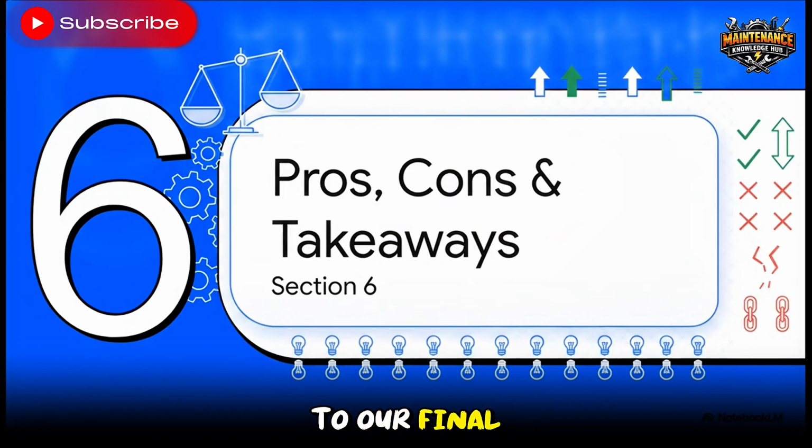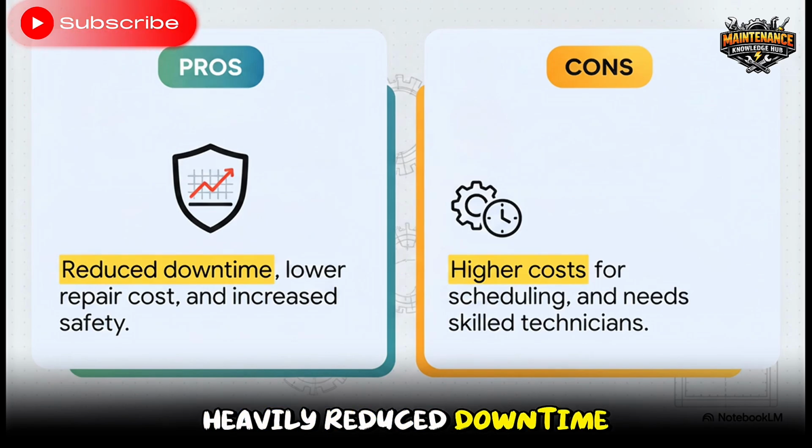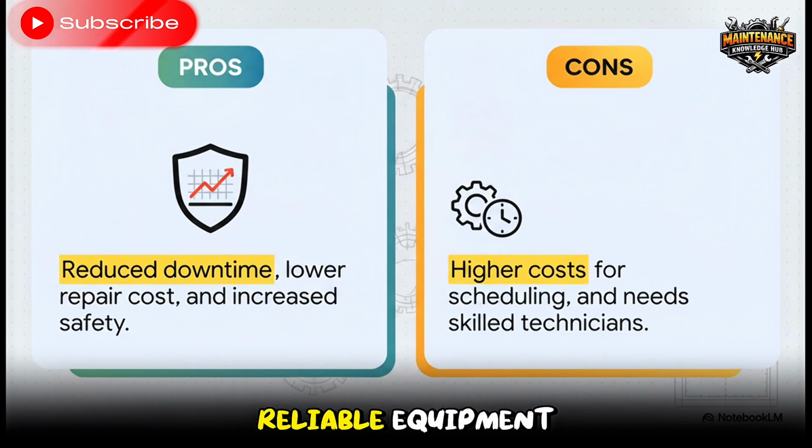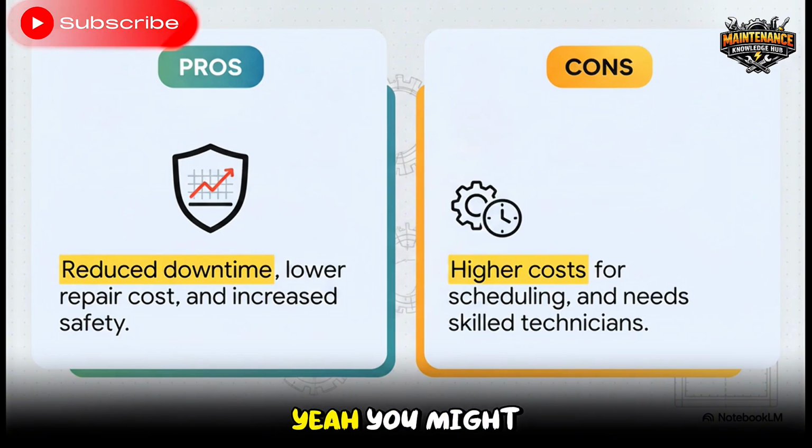Which brings us to our final part, Section 6, pros, cons, and takeaways. Let's be totally objective here. The pros are huge. Heavily reduced downtime, much lower repair costs over time, and fundamentally safer, more reliable equipment. But, we have to look at the cons too. PM does require upfront planning and higher scheduled maintenance costs. And sometimes, you might replace a part that technically had a little life left in it.